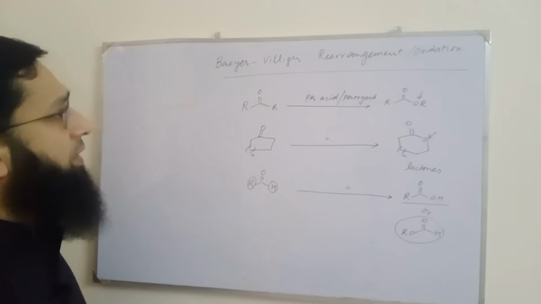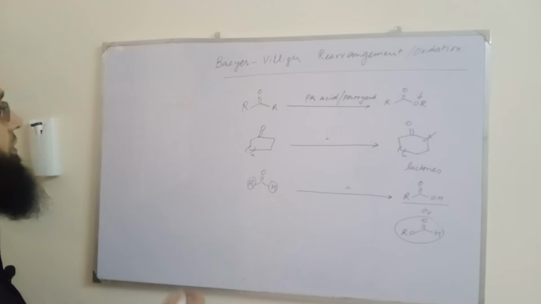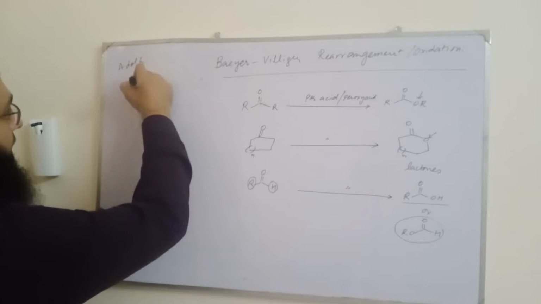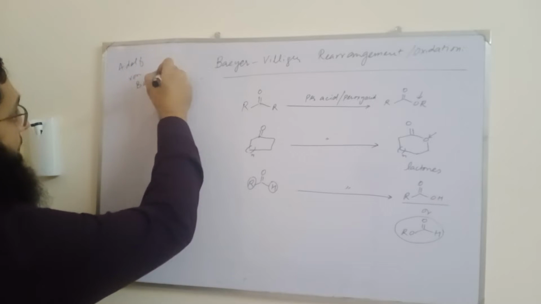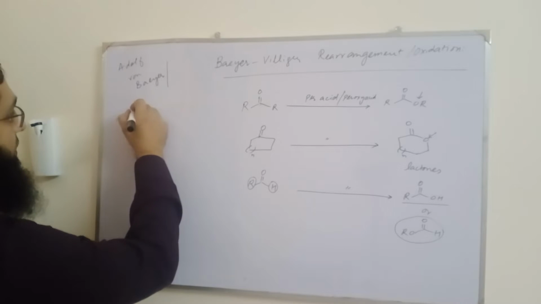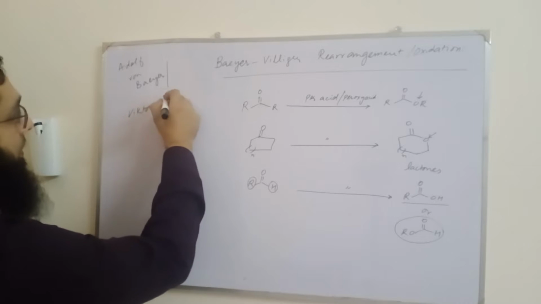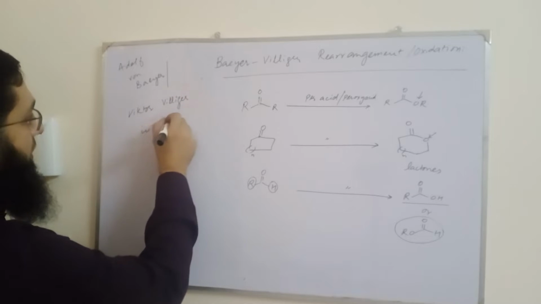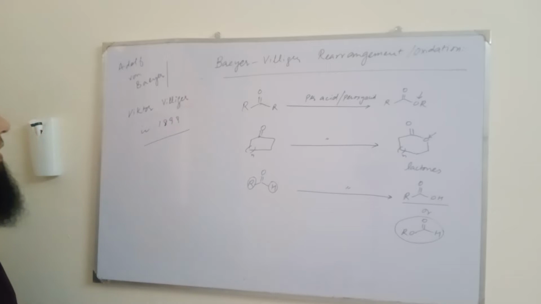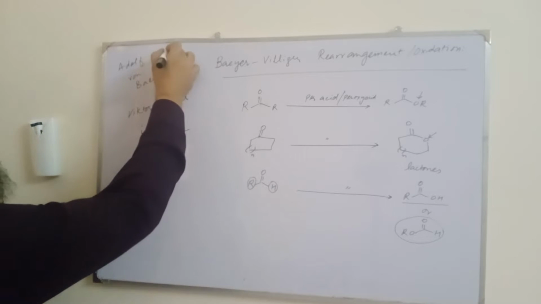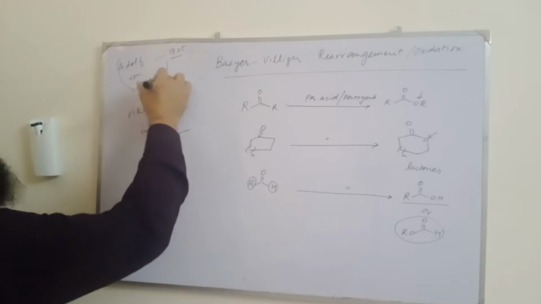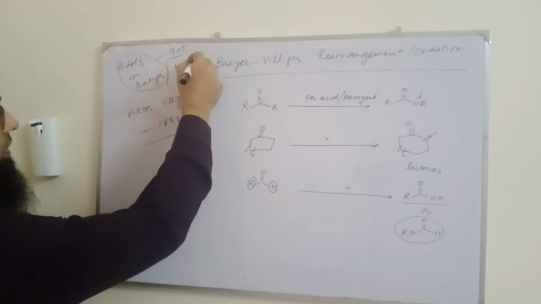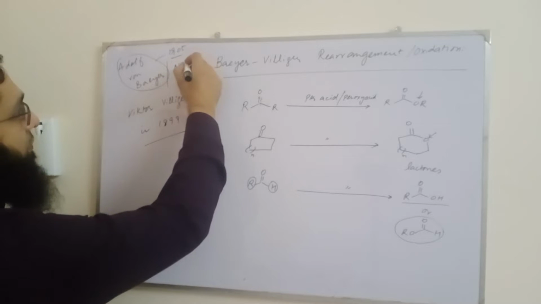Baeyer-Villiger rearrangement or oxidation was discovered by Adolf von Baeyer and Victor Villiger in 1899, and later in 1905 Adolf von Baeyer was awarded the Nobel Prize for his services in the field of organic chemistry.